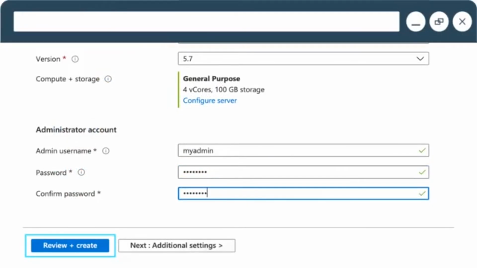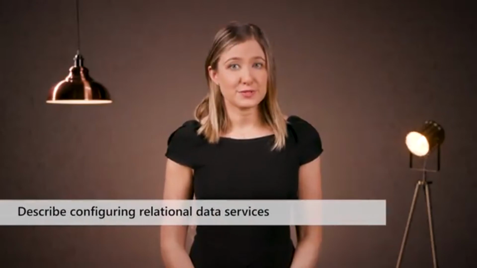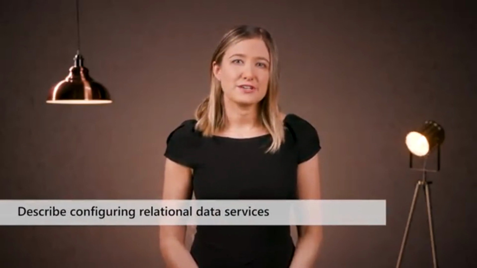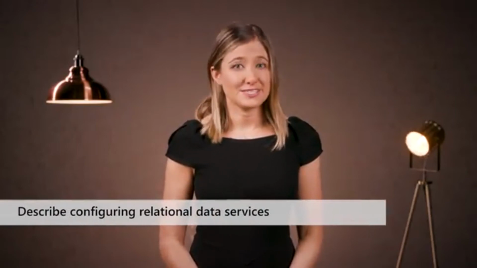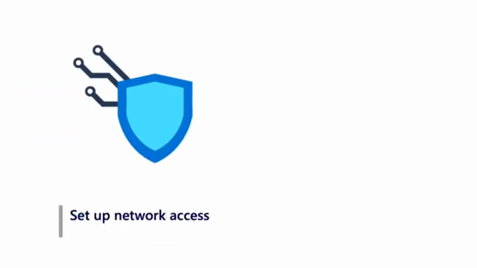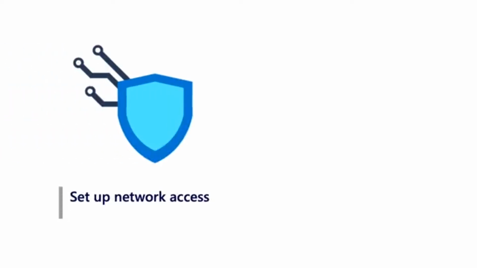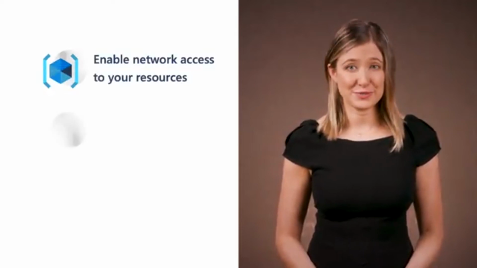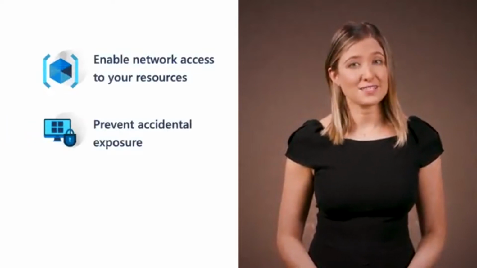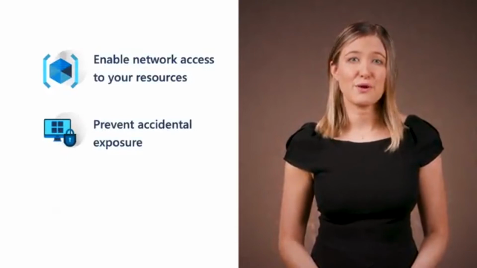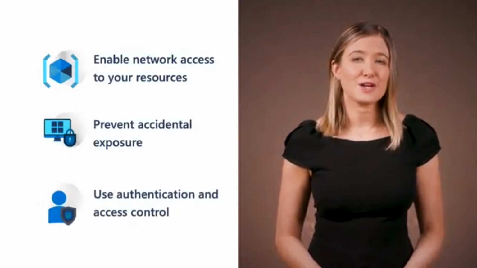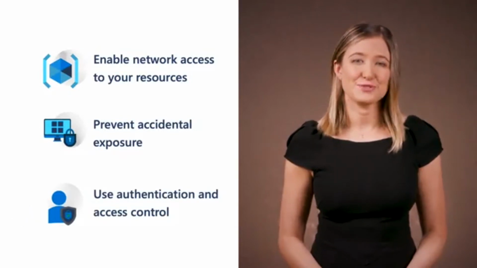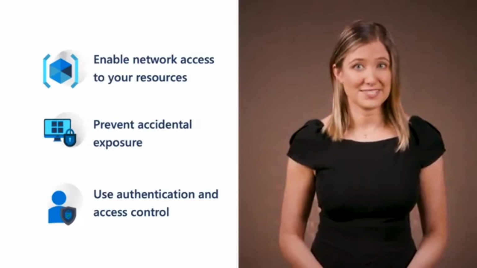The last step is to review, and once you've specified the appropriate settings, select the Review and Create button to provision the server. After you've provisioned a resource, you'll often need to configure it to meet the needs of your applications and environment. For example, you might need to set up network access or open a firewall port to enable your applications to connect to the resource. In this part, you'll learn how to enable network access to your resources and how you can prevent accidental exposure of your resources to third parties. You'll see how to use authentication and access control to protect the data managed by your resources.